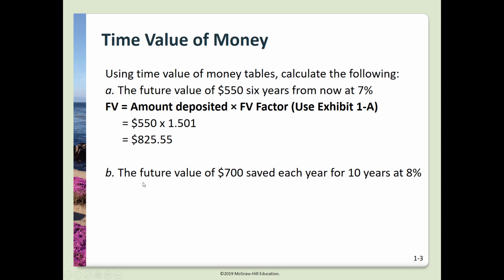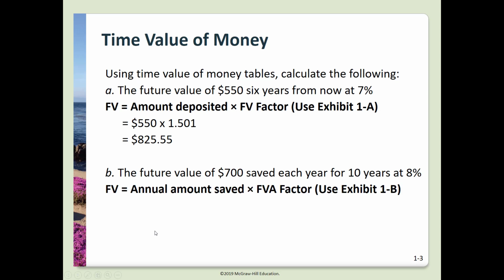The future value of $700 saved each year for 10 years at 8%. So it's important as you read through the problems, you're trying to interpret what was going on. So it's helpful to imagine, what does this mean in terms of money? So in other words, I'm going to be taking $700 each year, every year, and I'm going to put it into some kind of investment for 10 years, and my interest rate is at 8%. So I'm going to go ahead and use this formula.